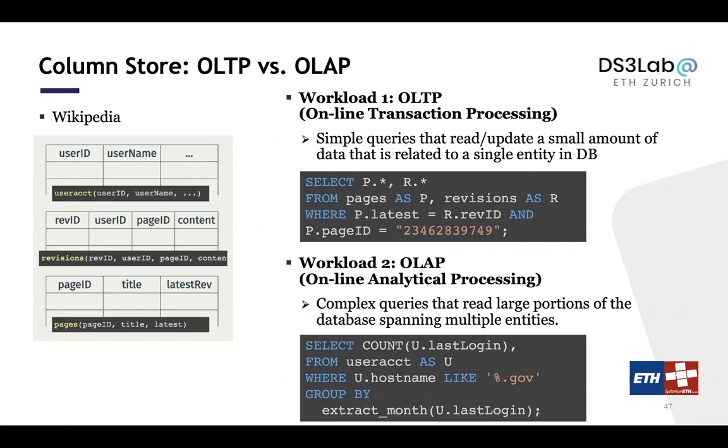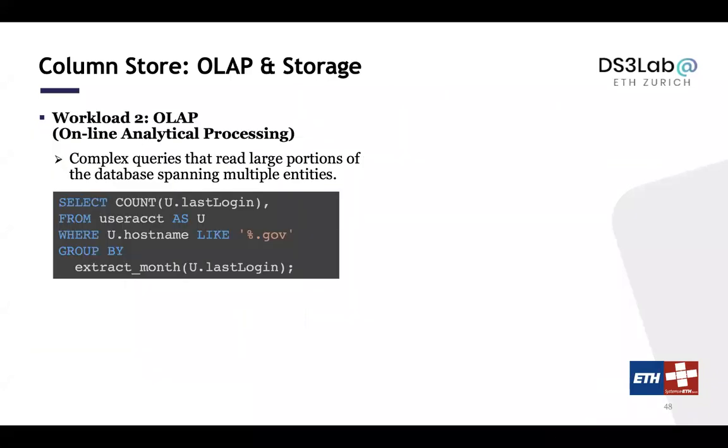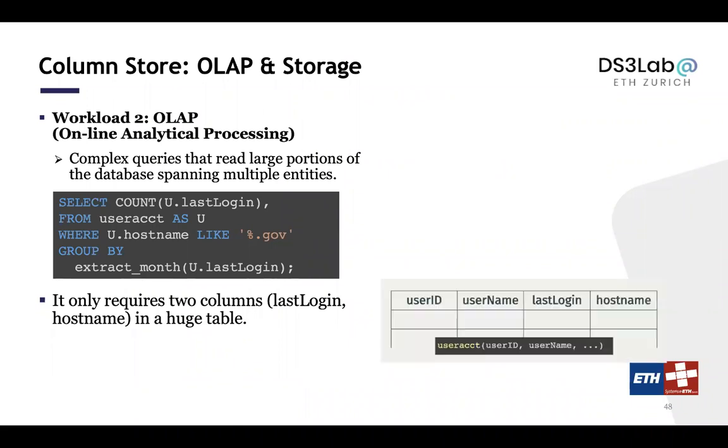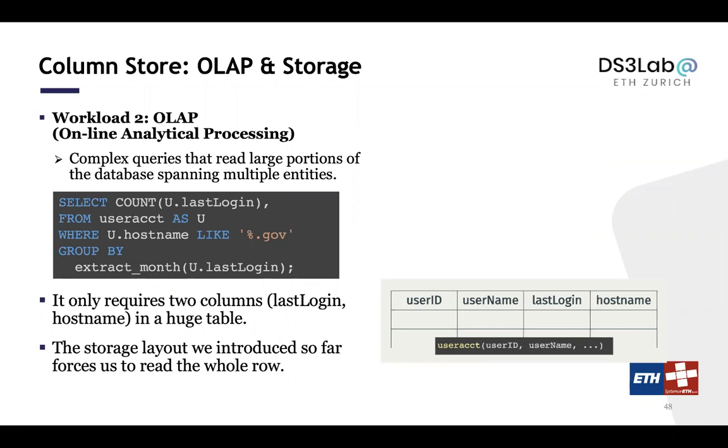Whenever you are thinking about the page layout, the tuple storage layout, you might have different design choices depending on which workload you are optimizing for. Especially with OLAP, because the query is very complex, it often accesses different types of entities. And in this relation, you can see it doesn't need the whole row to answer this query. All it needs is access to the last login column and also the host name column.